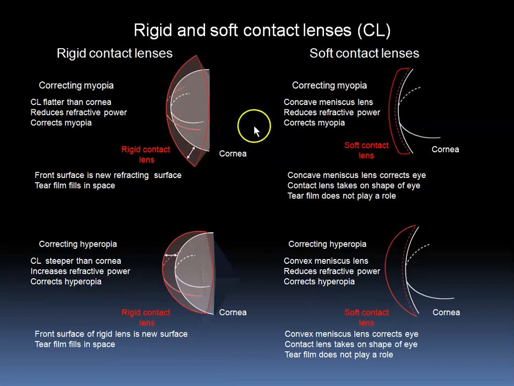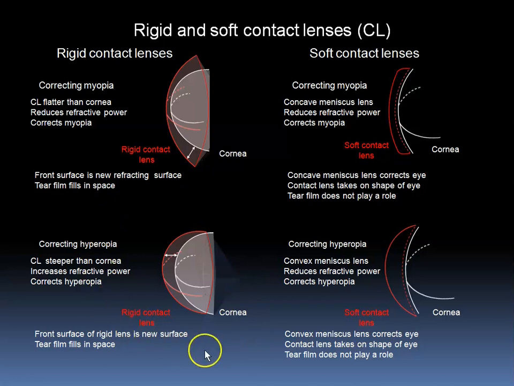Here we see a myopic eye being corrected with a rigid contact lens. We have made sure that the contact lens has a curvature that's flatter than that of the cornea. Because the curvature is flatter, in other words, the radius of curvature is larger, the power will be lower, and thereby allow the image to be formed further back towards the retina.